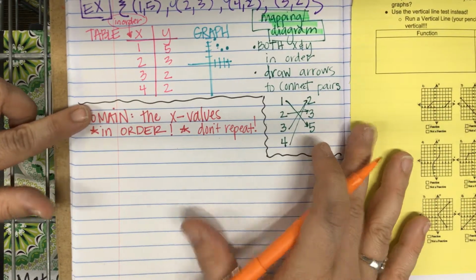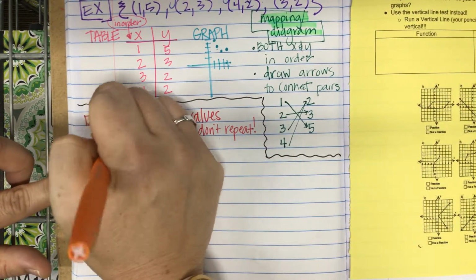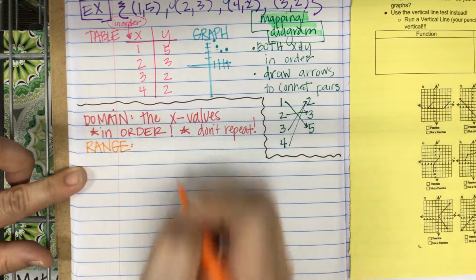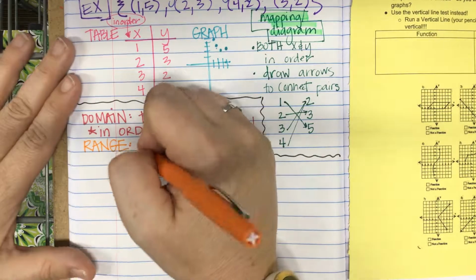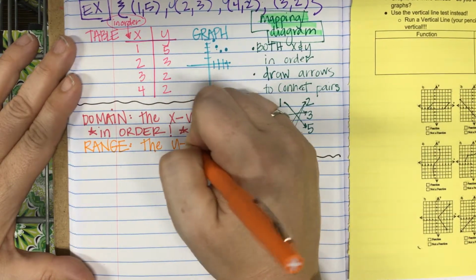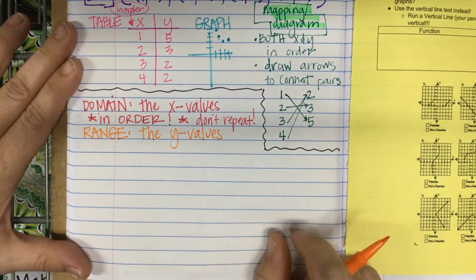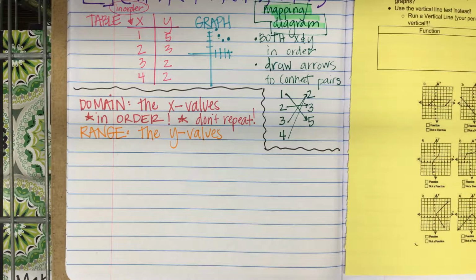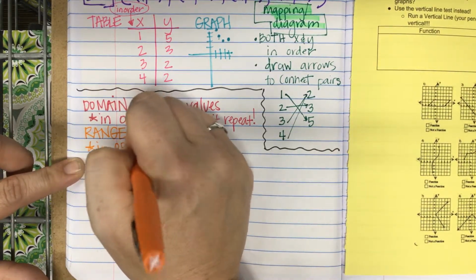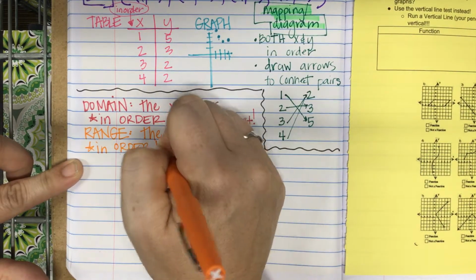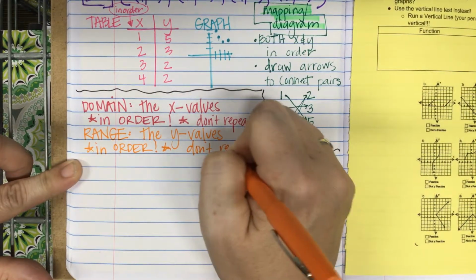Domain. Range. Domain is the x values. Range is the y values. So range has two definitions in mathematics and algebra. Range are your y values. In order. Don't repeat.